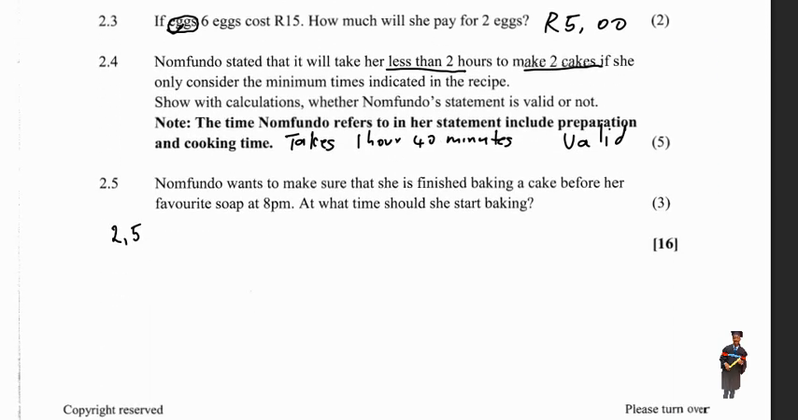All right, so we want to say 8 p.m. minus 50 minutes, which will give us 7:10 p.m. Okay, so she should start baking at 7:10. She should start exactly at 7:10.